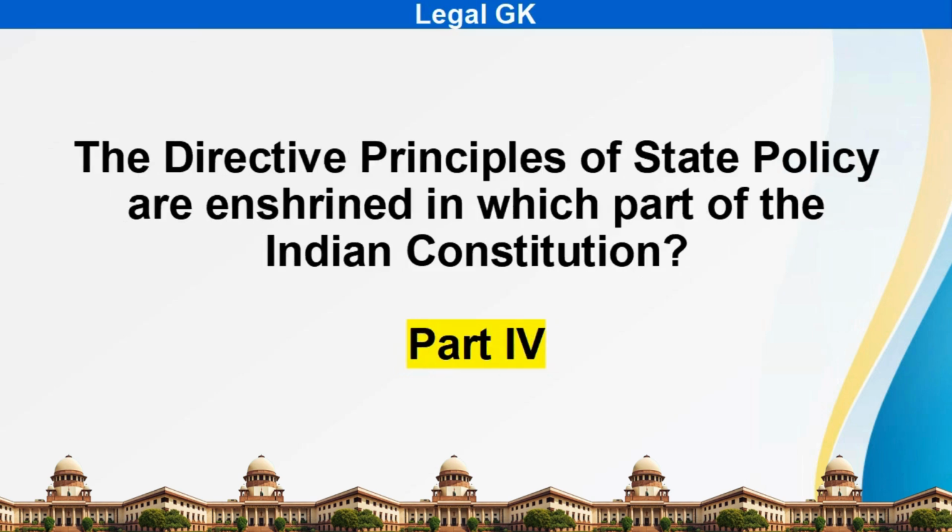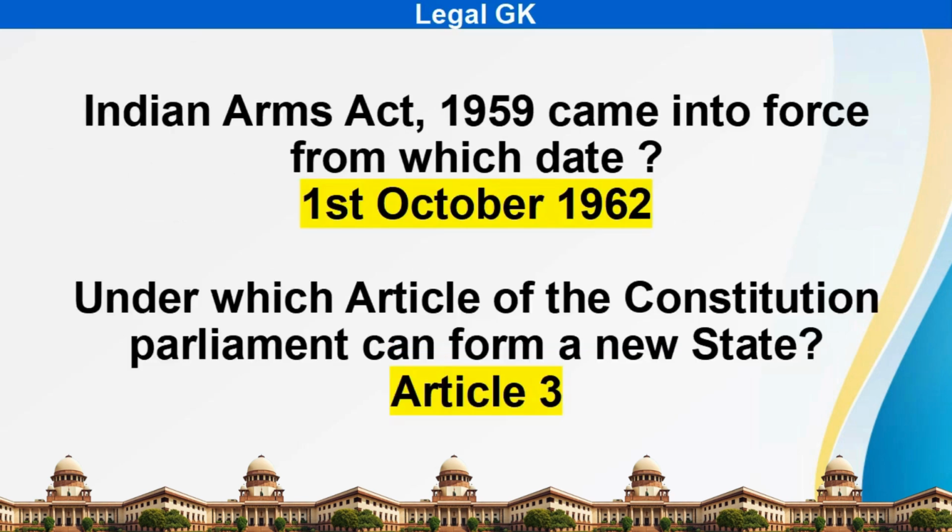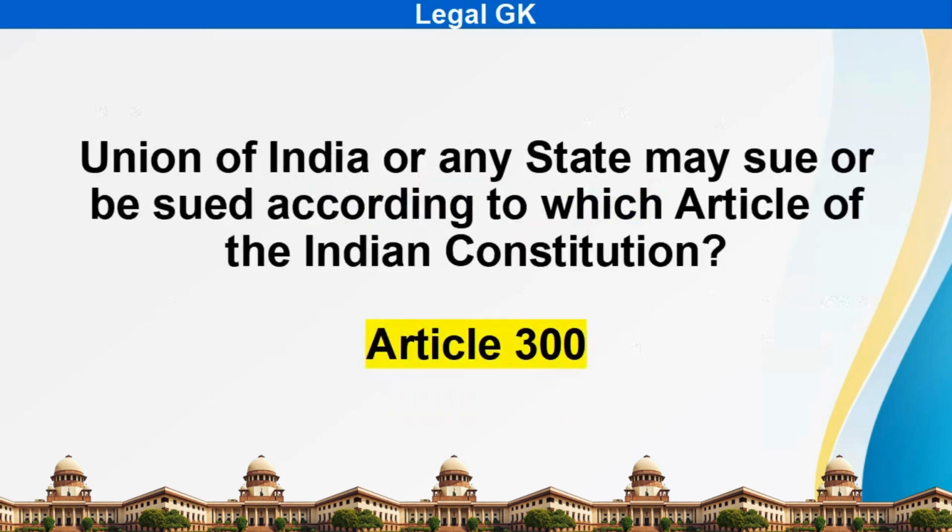The directive principles of state policy are enshrined in which part of the Indian Constitution? Part 4. Indian Arms Act, 1959 came into force from which date? 1st October 1962. Under which article of the Constitution Parliament can form a new state? Article 3. Union of India or any state may sue or be sued according to which article of the Indian Constitution? Article 300.